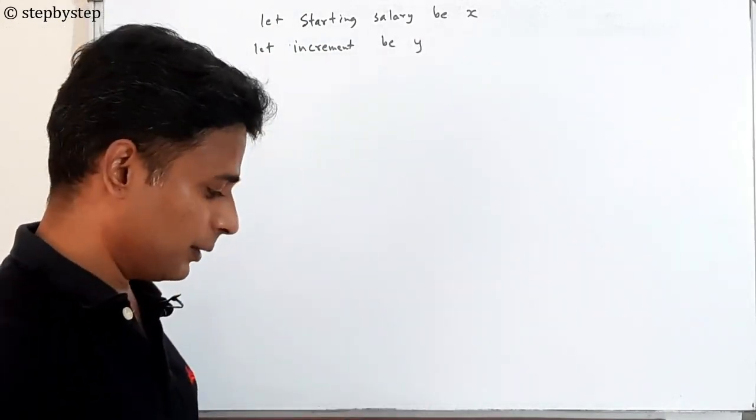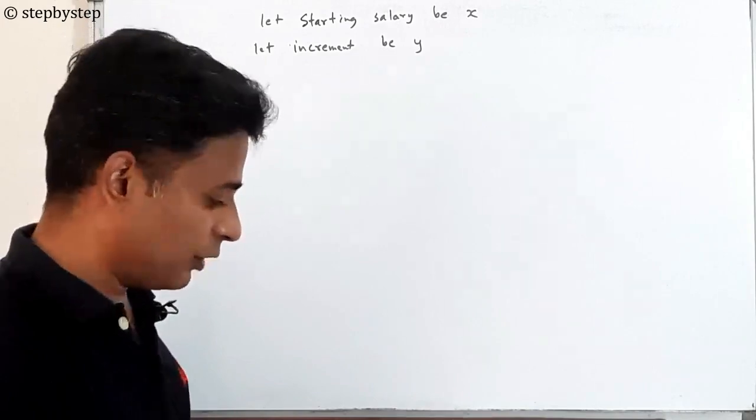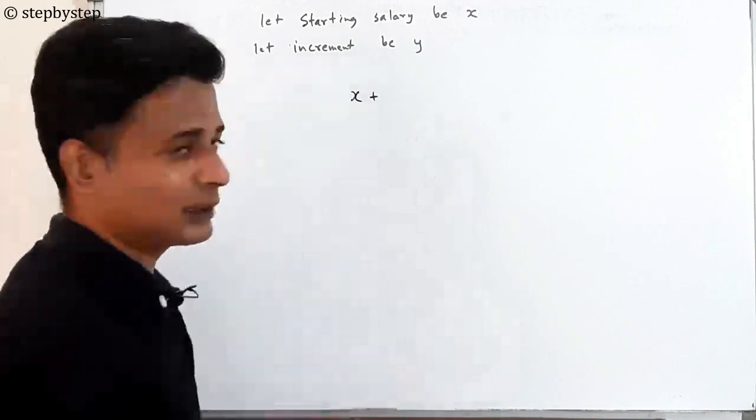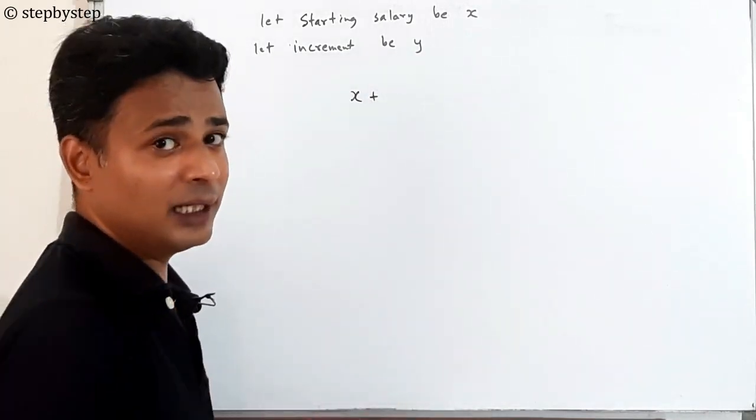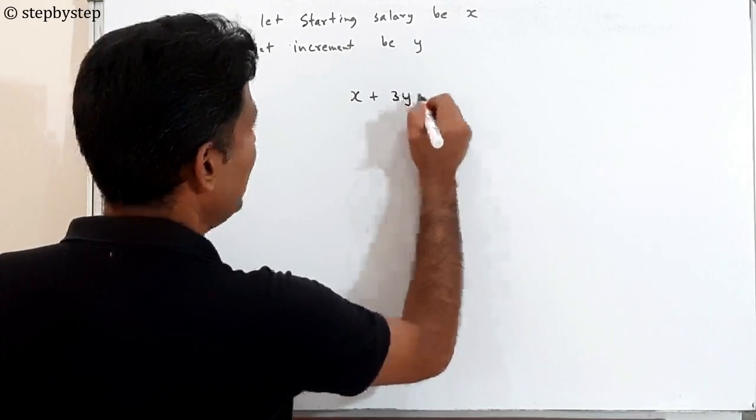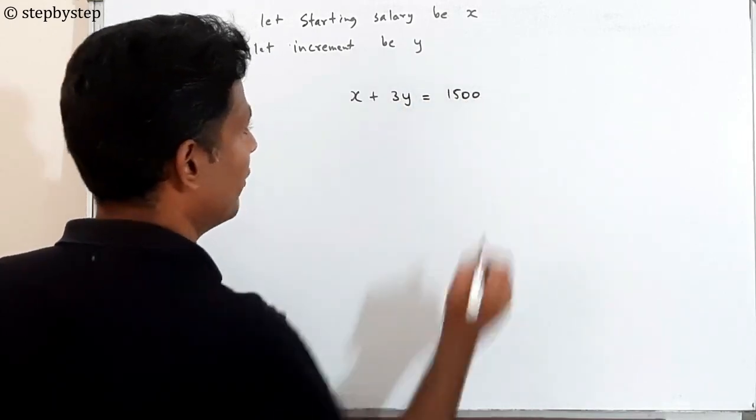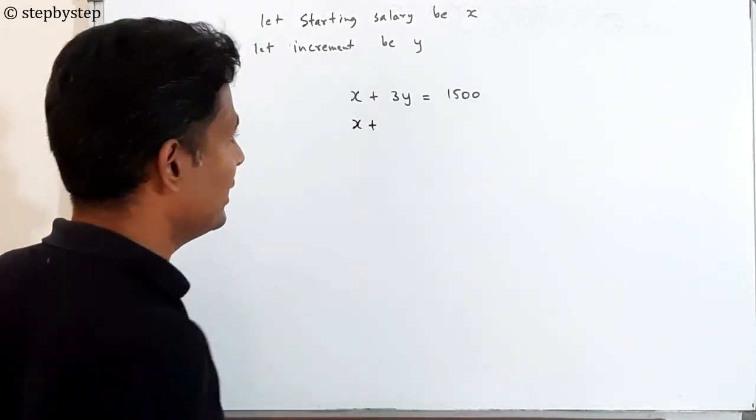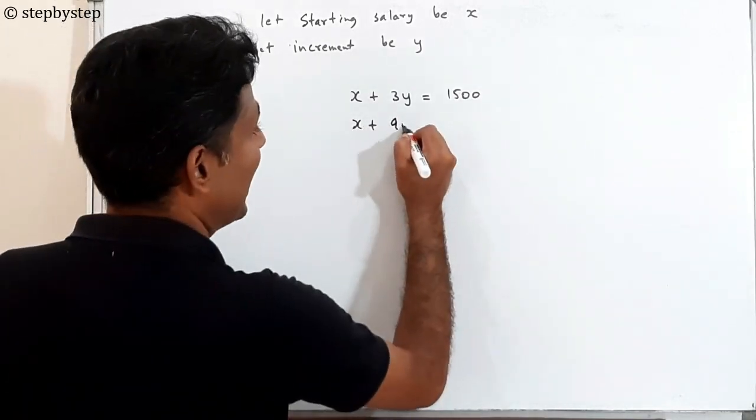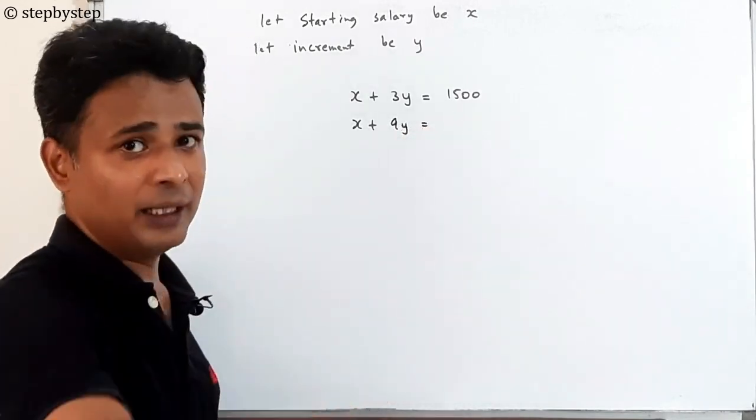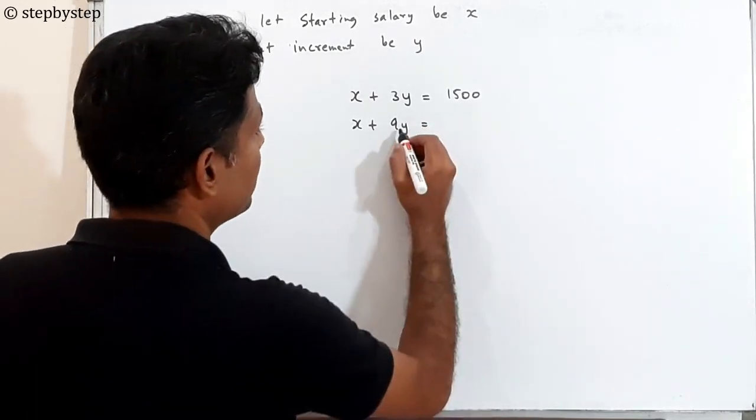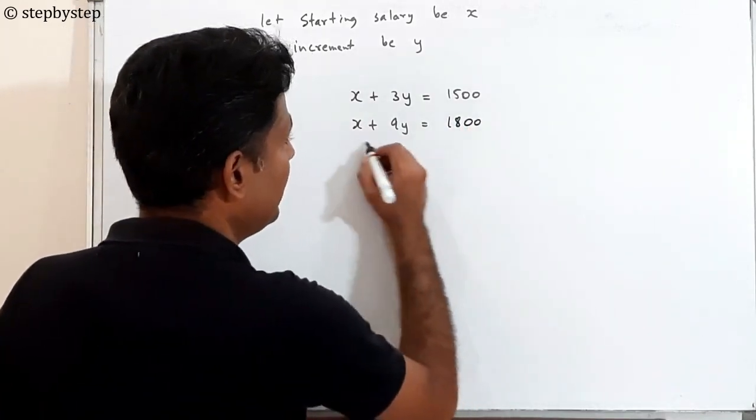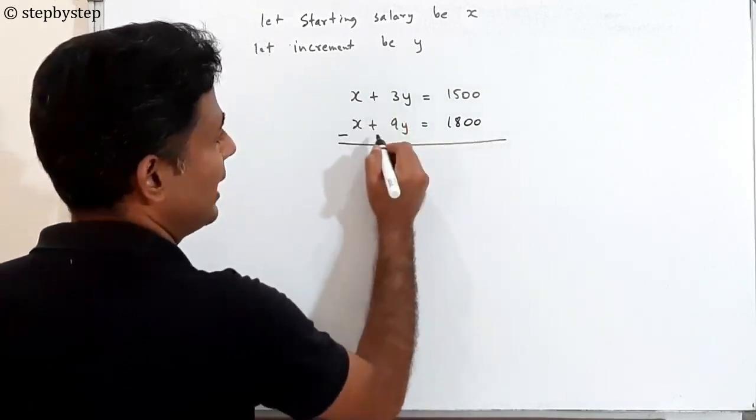Now what is the first thing they have given? His salary was 1500 after 4 years. So in the first year his salary was X. After 4 years, so how many years of increment? 3 years of increment. So X plus 3Y equal to 1500. And after 10 years it was 1800. So first year salary was X and after how many increments? 9 increments, because first year it was X, remaining 9 years it has increased, right? So X plus 9Y, his salary was 1800, right?